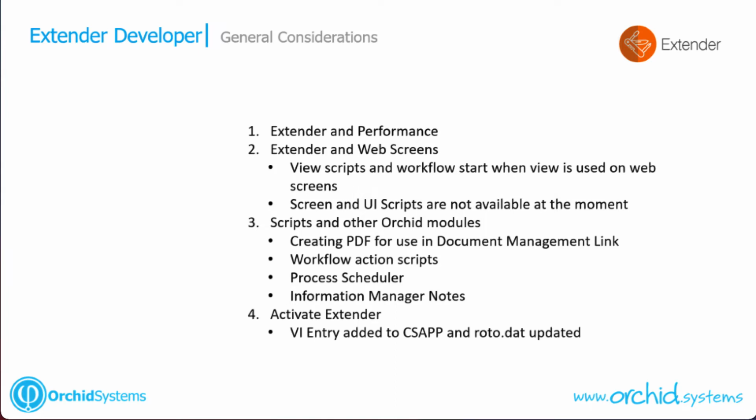So let's start with the first thing that you generally do when you have Extender, which is to activate it. When you activate Extender in a new database, it creates a VR record in the CS app table. So let's now have a look at what happens in Sage 300 when I activate.